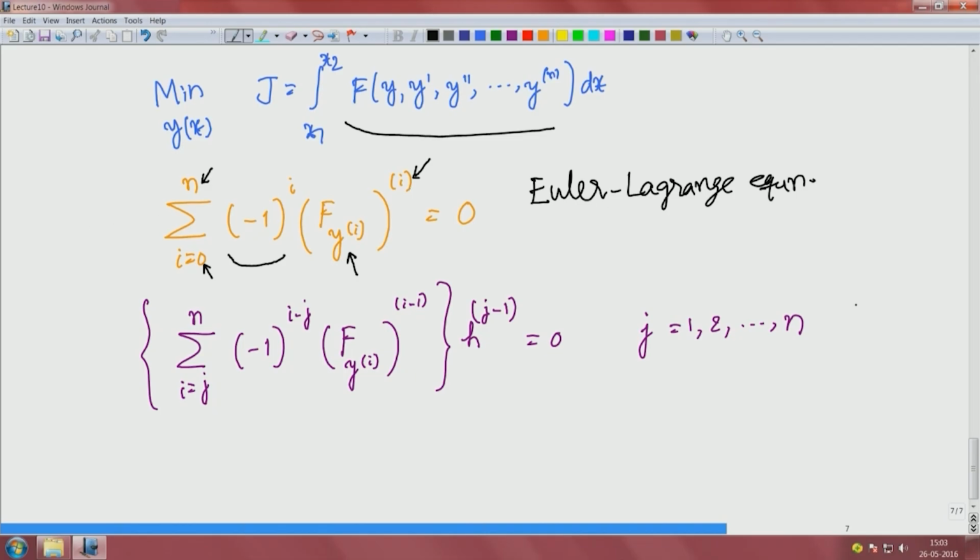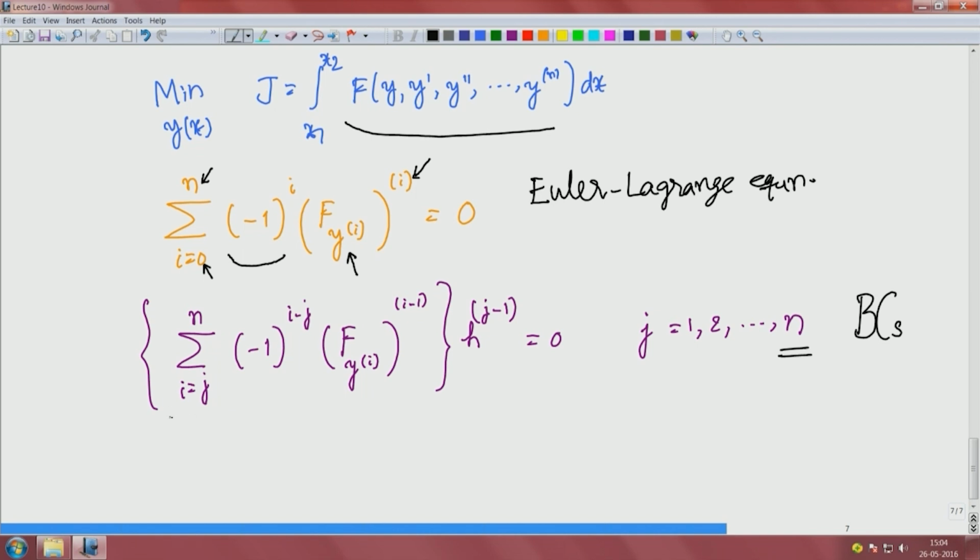And here we have the boundary conditions. How many boundary conditions are there? There are n boundary conditions, because you have to do j equal to 1 to n. So, if you have up to n derivatives, you will have n boundary conditions. If you have n equal to 2, then you will have 2 boundary conditions, and so forth.